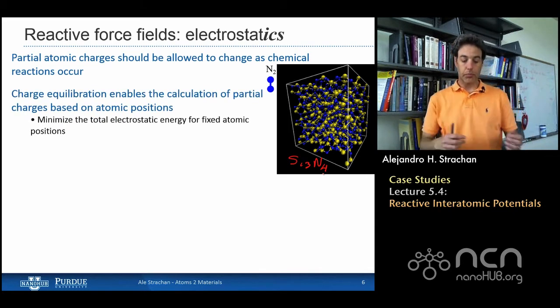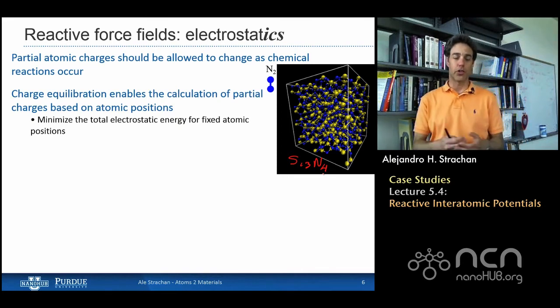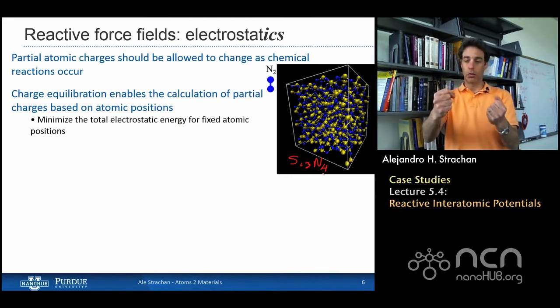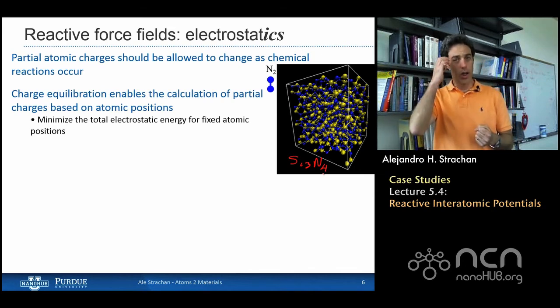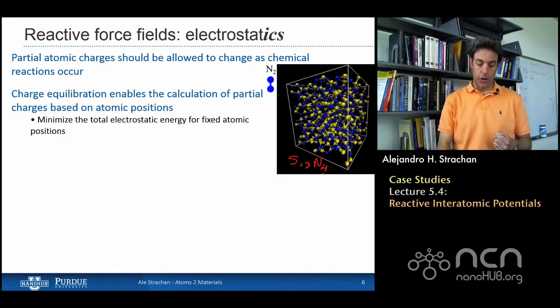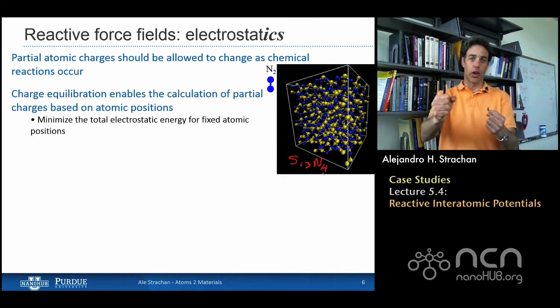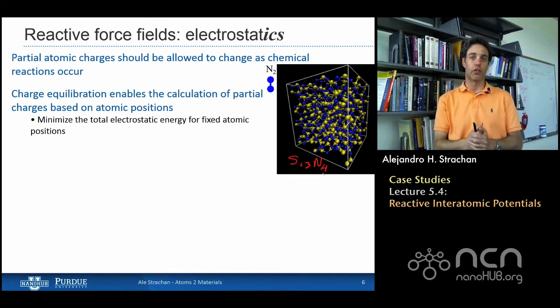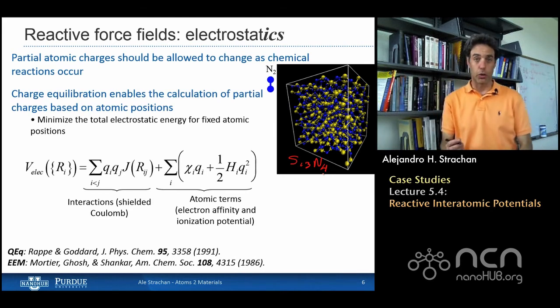And the way this is done is through methods that are called charge equilibration methods. Essentially, what that allows you to do is to obtain the partial charges based on the instantaneous ionic positions. Okay, the way this is done is by minimizing a total electrostatic energy with respect to charges for a fixed set of atomic positions.